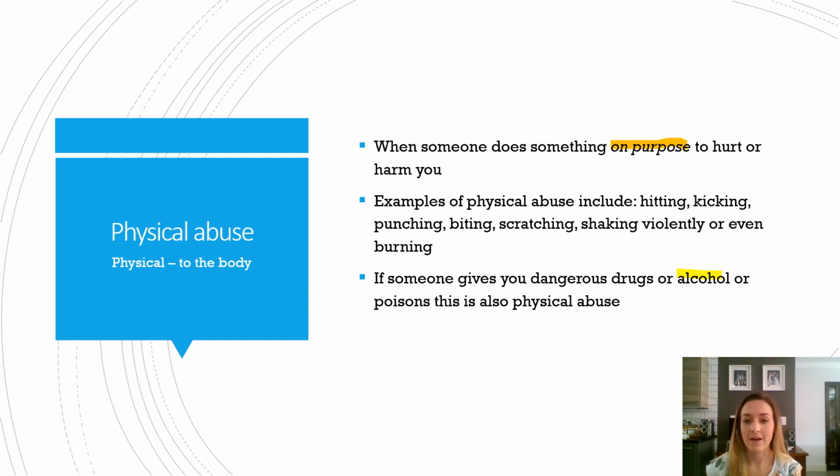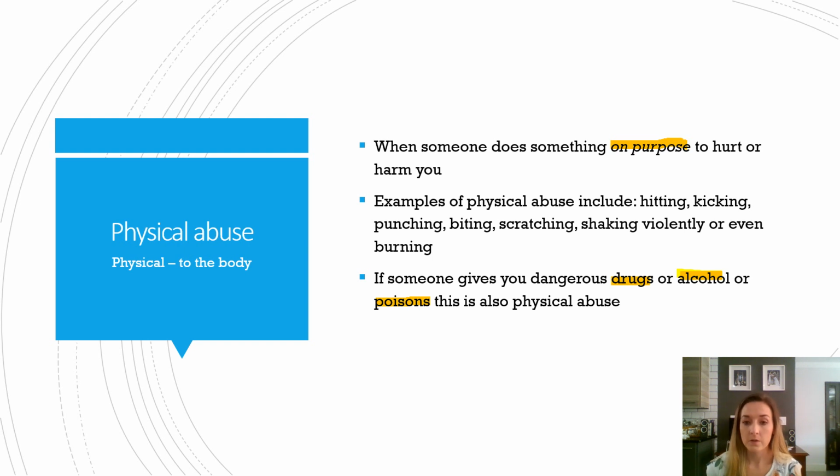If you are shaken violently, it means that someone has grabbed you by the arms and they move you back and forth very hard, and that would hurt you. And often they grip you so tightly that it leaves marks on your arms. Okay. And then it mentions burning here. Sometimes children are burnt with cigarettes, okay, and it leaves burn marks on them. If someone gives you dangerous drugs or alcohol or poisons, this is also physical abuse, okay? That is because drugs, alcohol, and poisons harm your body, all right?